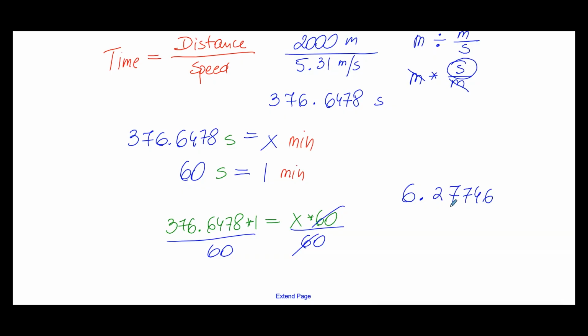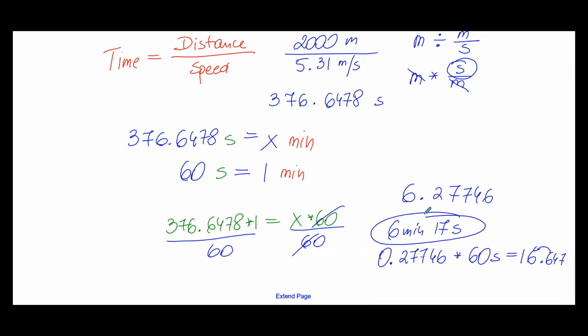6.27746. Now that's still not finished. We understand that that means 6 minutes, but how many seconds? It doesn't mean 27 seconds. We have to take that remainder, 0.27746, and multiply by 60 seconds to find how many seconds we have. And when we put that in the calculator, we get 16.647, and to the nearest second, we have to round up, therefore 17 seconds. So that's our answer, 6 minutes and 17 seconds.